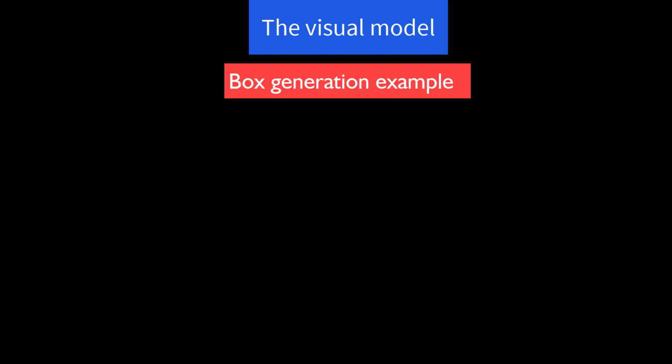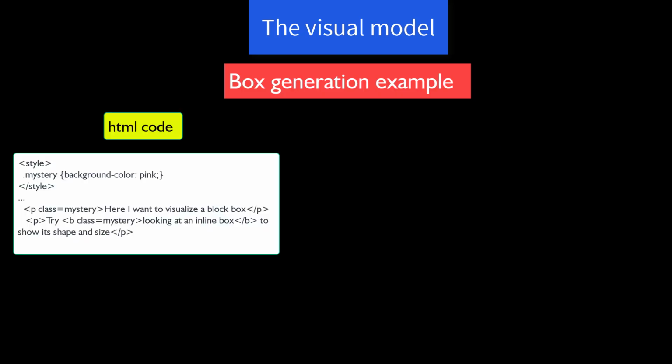To get an idea of how these boxes are created, you can expose the box by specifying a background color. In the head element, have this style element. Give it a name .mystery and give it background color pink. And in the body, P, class equals mystery. Here I want to visualize a block box. And the next paragraph, B, class equals mystery, looking at an inline box to show its shape and size.